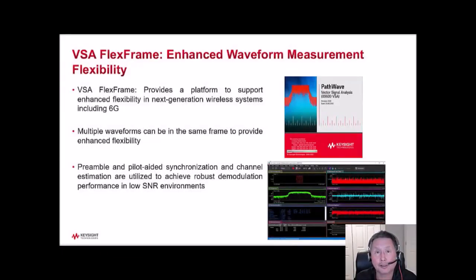A new vector signal analysis, or VSA, capability is introduced to provide enhanced waveform measurement flexibility with the Keysight 6G testbed. This new capability allows multiple waveforms to be used in the same frame to provide enhanced flexibility such as preamble, pilot, and data payloads. Preamble and pilot aided synchronization and channel estimation are used to provide robust demodulation performance in low SNR environments.